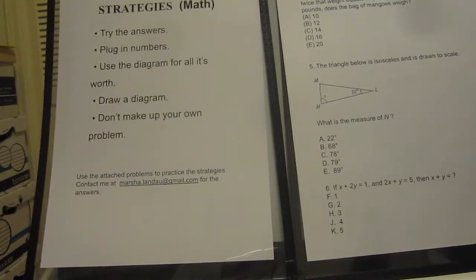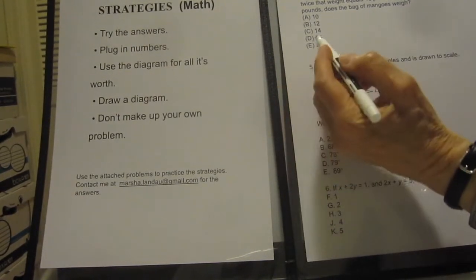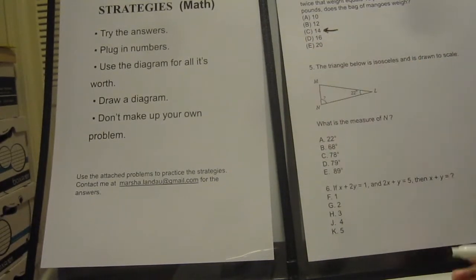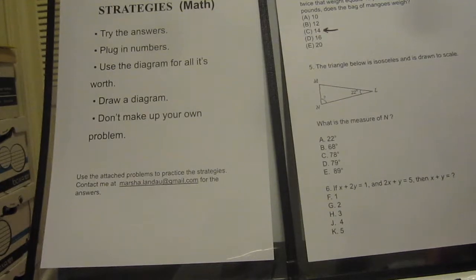Okay, so I know a lot of you are going to want to let x equal the weight of the bag of mangoes and write an equation and solve the equation. And that's a perfectly valid way to do the problem. I just think it might be quicker to use the strategy try the answers for this one. So if I'm going to try the answers, I usually like to start with the middle value and see if that works, because usually I'll be able to tell whether I need to go higher or lower.